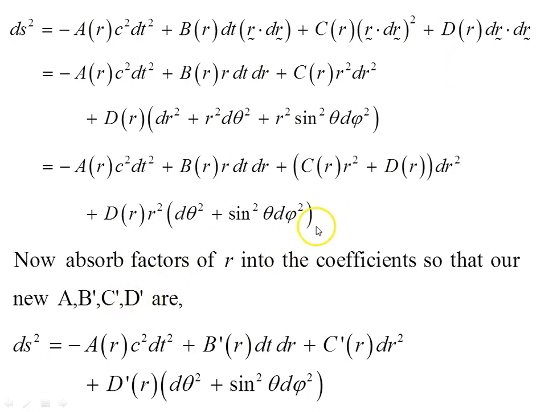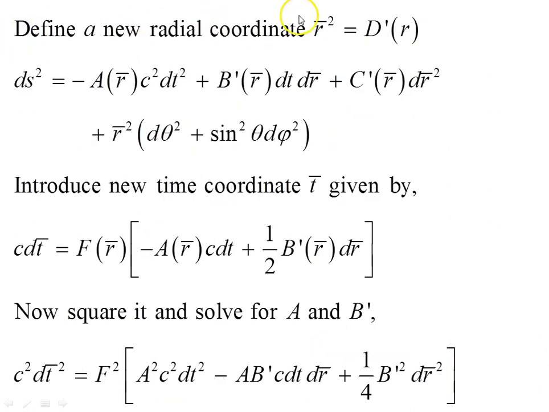Okay, and just to point out here, our new c dash is all of this, that becomes c dash, and d dash becomes all of this. Alright, so our new line element ds squared is that object here, this one, and there we go. Let's keep going. Let's define a new radial coordinate.